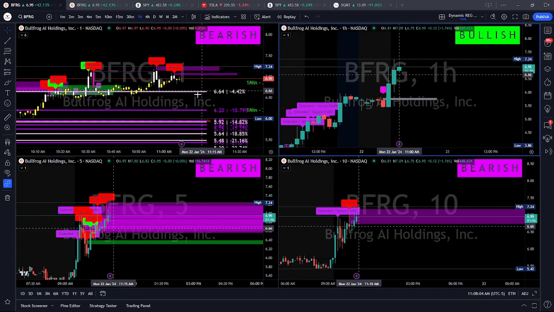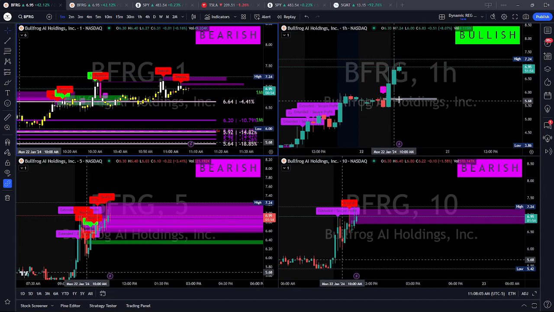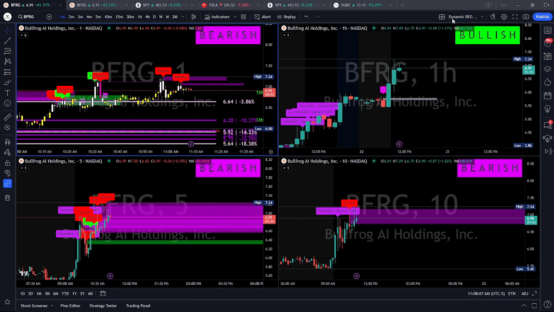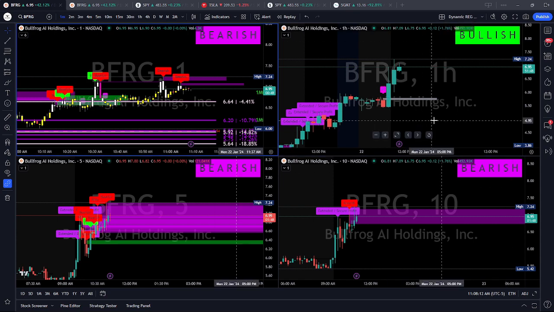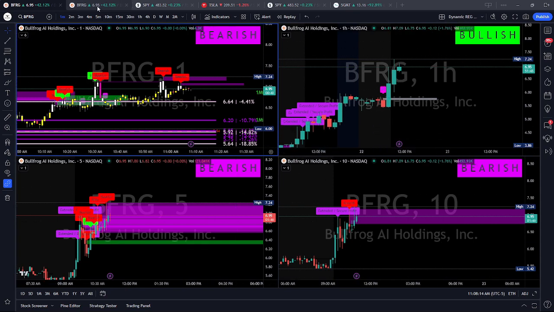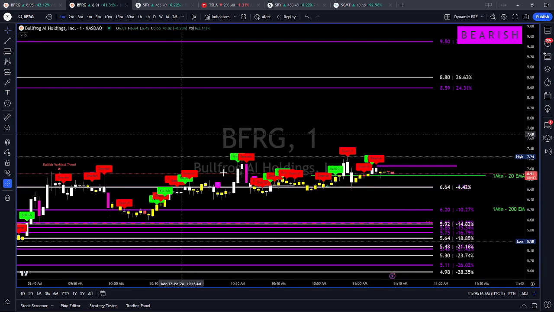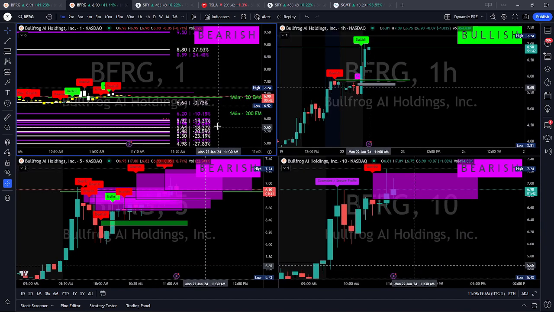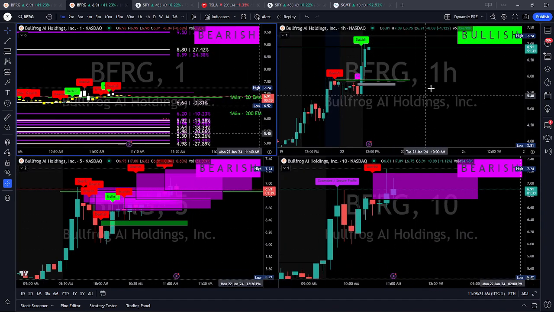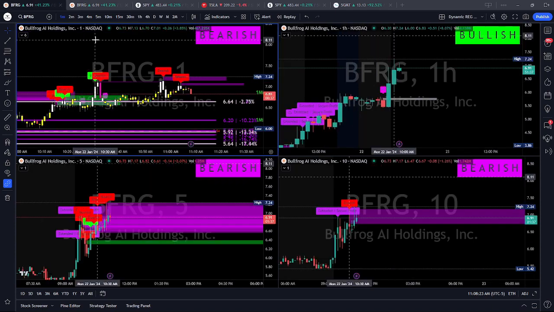So BFRG, I've got multiple charts up. This is a 4-square layout. So you can see up top, this is my dynamic reg for regular, so regular session. That's what this is for. I also have a pre-market session. So I've got two different layouts going on here. You're going to see the same layout, but just some different filters to these indicators.